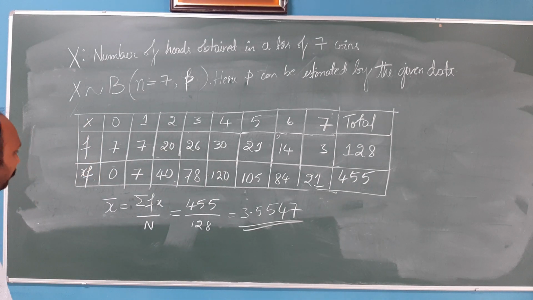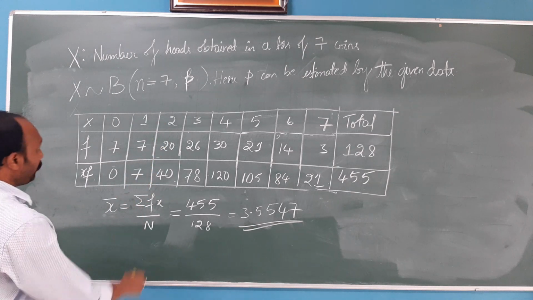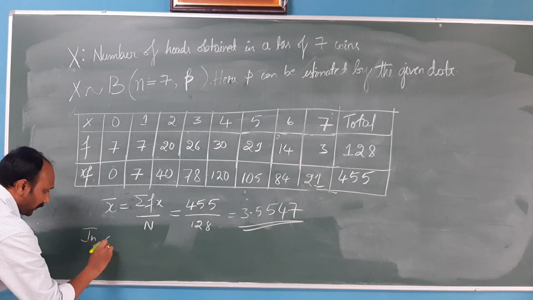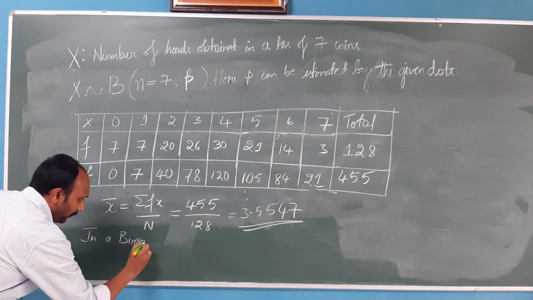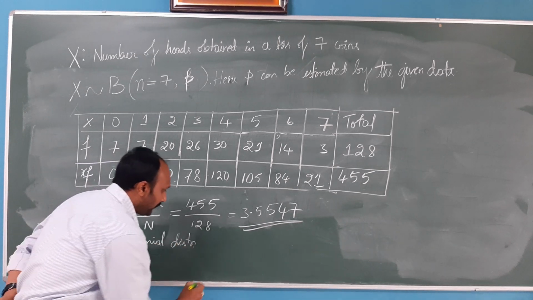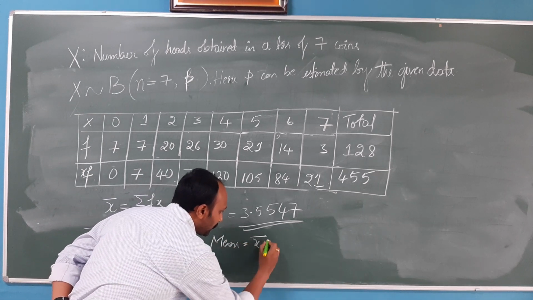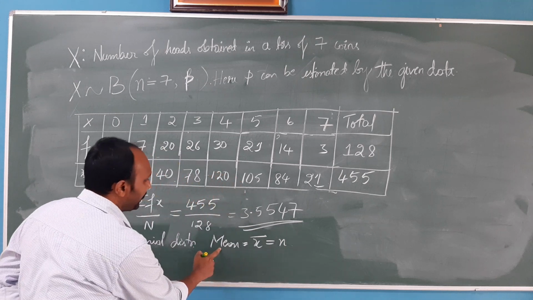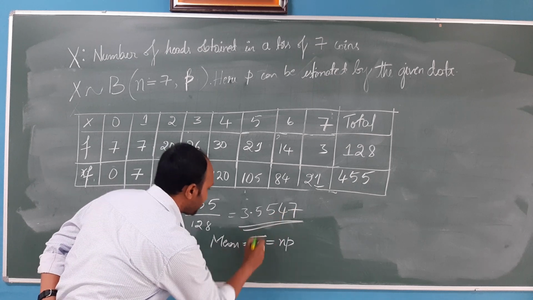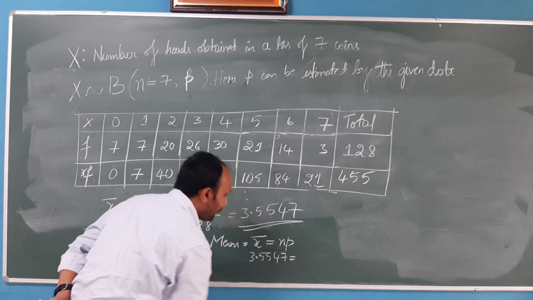3.5547 is the x bar value. Okay. Next, how to find the p value? We know that for a binomial distribution, the mean is equivalent to x bar. What is the mean of a binomial distribution? NP. What is x bar? Already we know x bar is 3.5547, which is equivalent to NP.